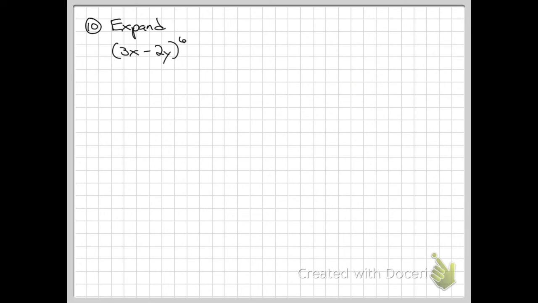Okay, moving on to binomial theorem and binomial expansion. We are going to expand this. It's going to take a lot of paper, so try to stay organized. 6 is my exponent, so all of my 6C's are going to start with 6, and you start at 0. That's going to be times 3x to the 6th power when you start, and the negative 2y gets the 0 power when you start.